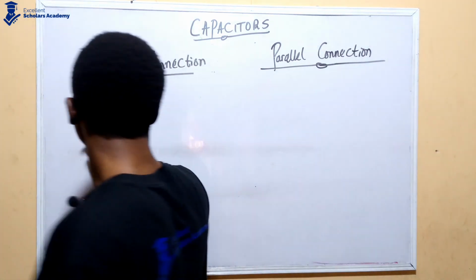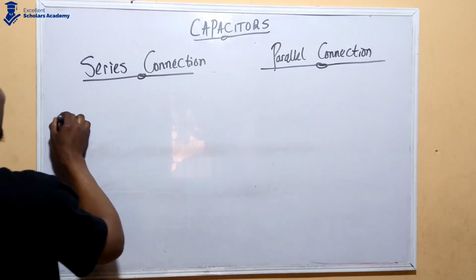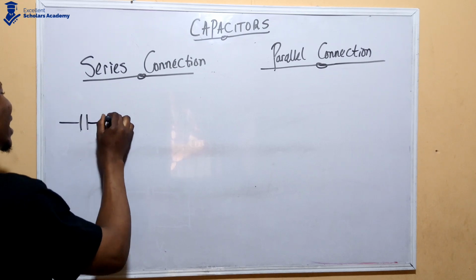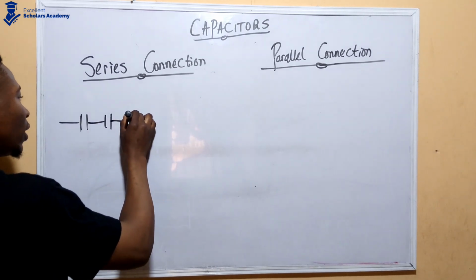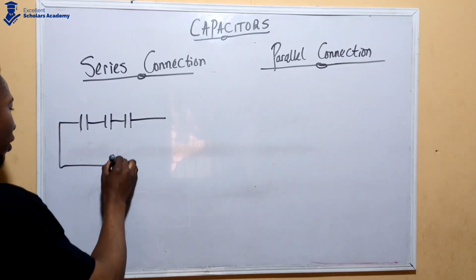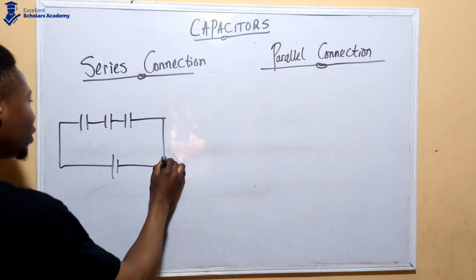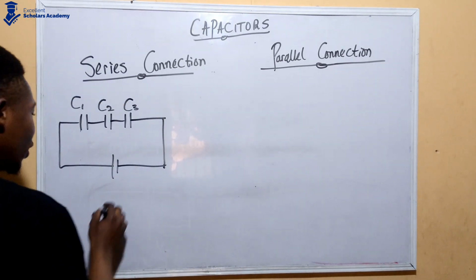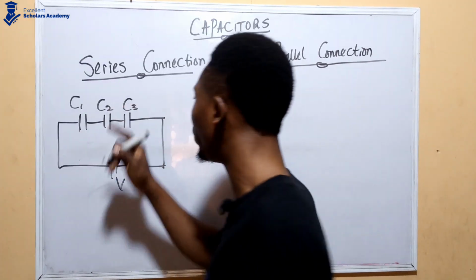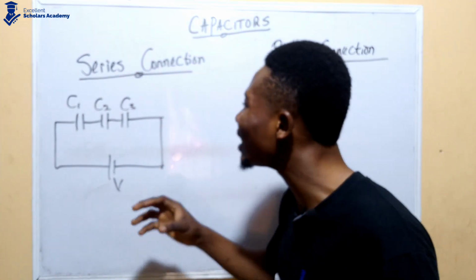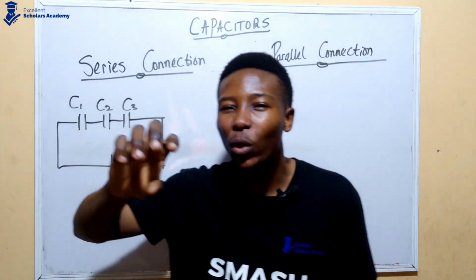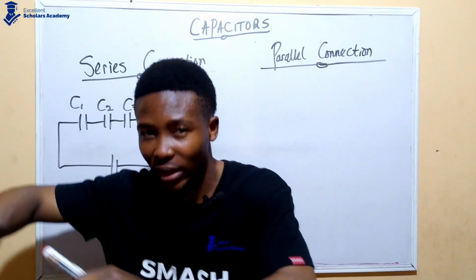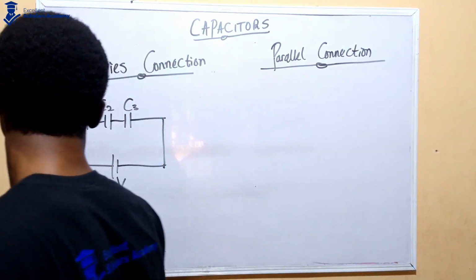Capacitors are said to be connected in series when they are connected end to end. So this is C1, this is C2, this is C3, and then this is the voltage that is flowing across them. So capacitors are said to be connected in series when they are connected end to end.